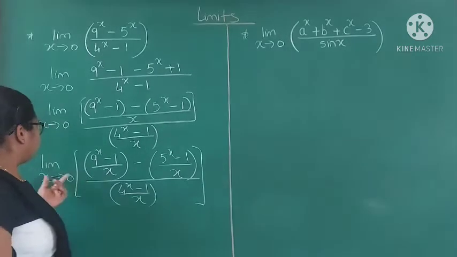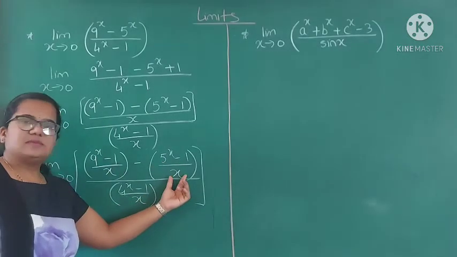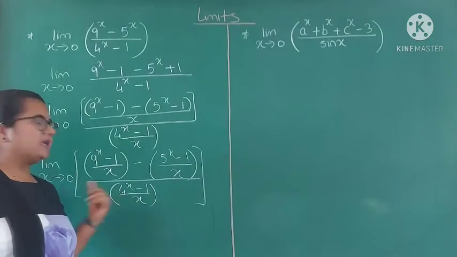Okay. So you have become to know limit as x tends to 0, a raised to x minus 1 upon x, a raised to x minus 1 upon x, and a raised to x minus 1 upon x.